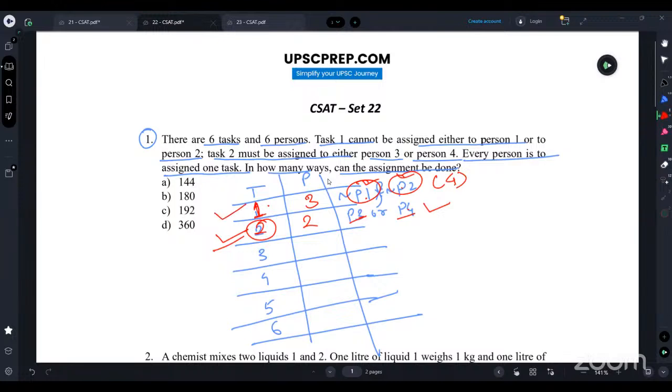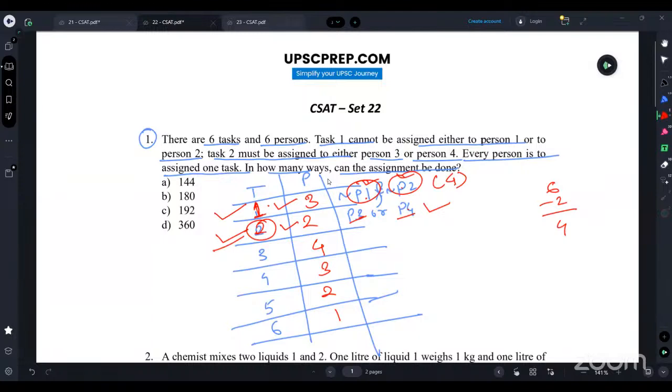So 3 options are available for task 1, right? So task 1 is done, task 2 is done. Now see guys, how many persons we have occupied? We have occupied one person for task 1 and one person for task 2. So how many persons are remaining? 6 minus 2, 4 persons are remaining. So 4 persons are available here, 3 would be available here, 2 will be available here and 1 will be available here.